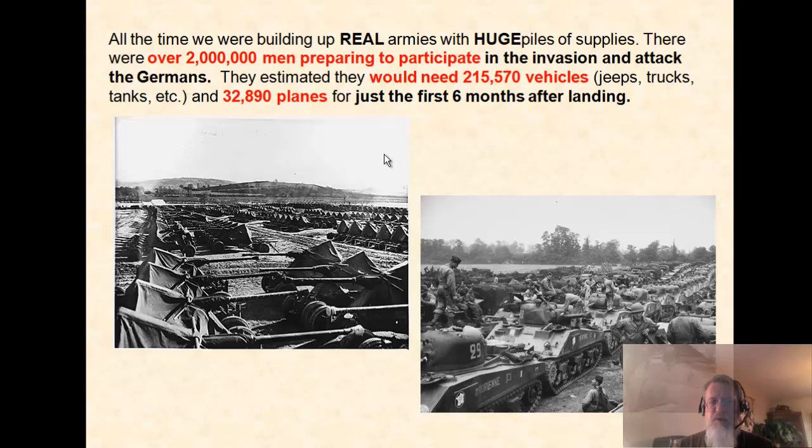What was needed to attack? A lot. Over 2 million Allied men were preparing to participate. It was estimated that just for the first 6 months, they needed over 215,000 motor vehicles and about 33,000 planes. You see the pictures of the tanks and the field cannons lined up, as they say, hub to hub, meaning there's not much room, so we have to get it all in if we can.